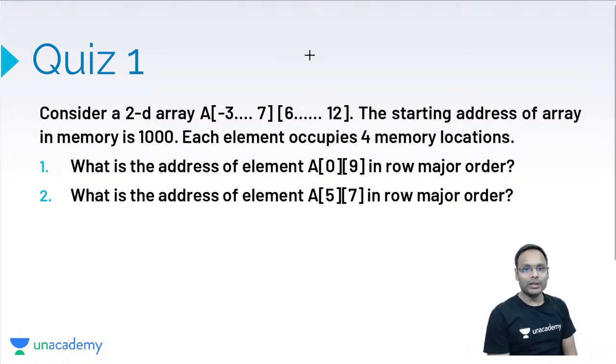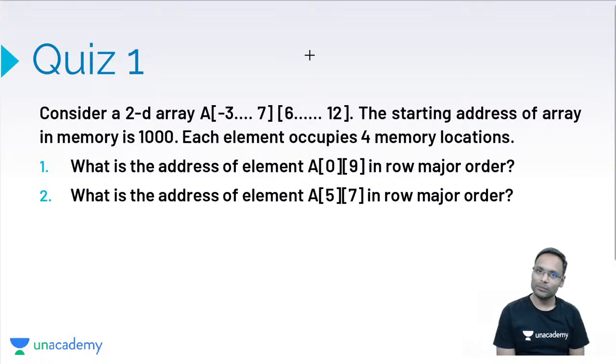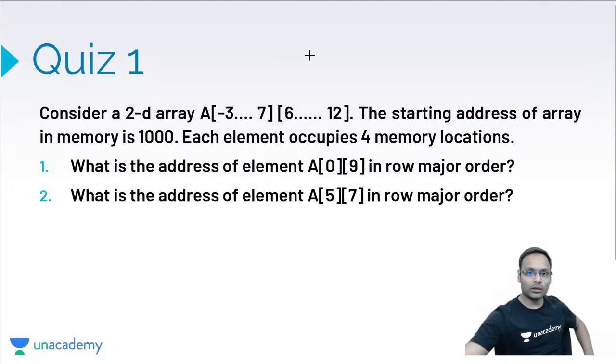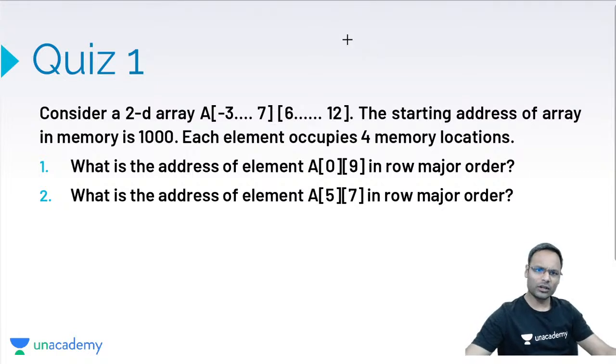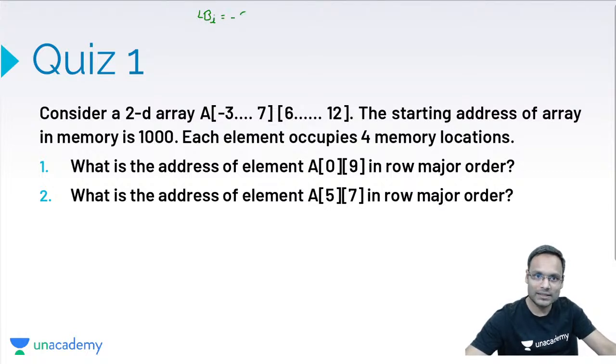So this is the 2D array. The starting address of the array is 1000, which is the base address. Each element occupies 4 memory locations, so W is 4. Now you need to find the address of this in row major order. First of all, what is the lower bound of I? Lower bound of I is -3.